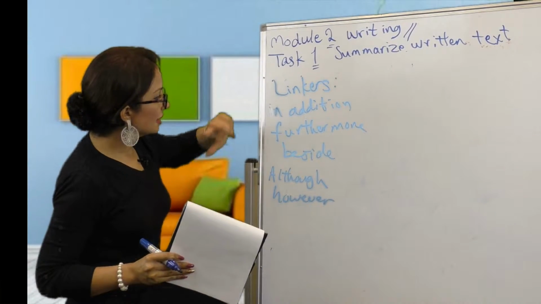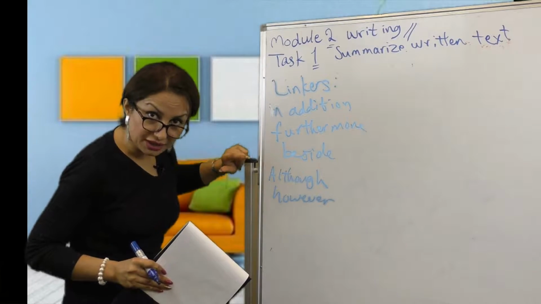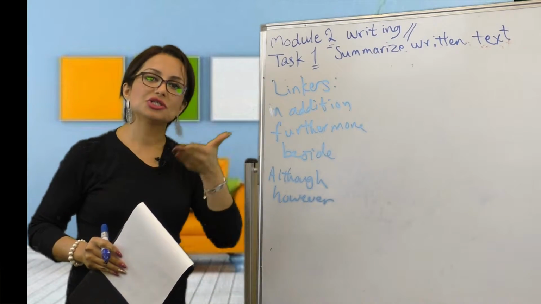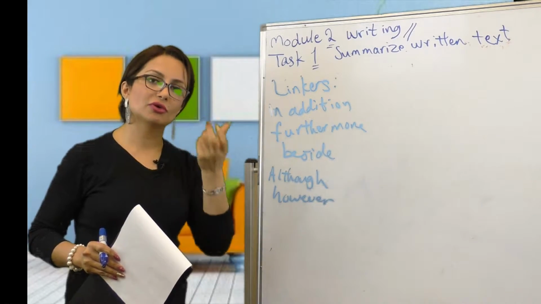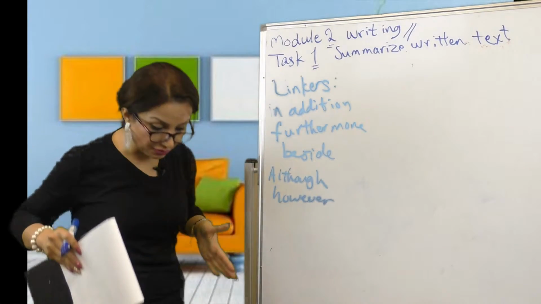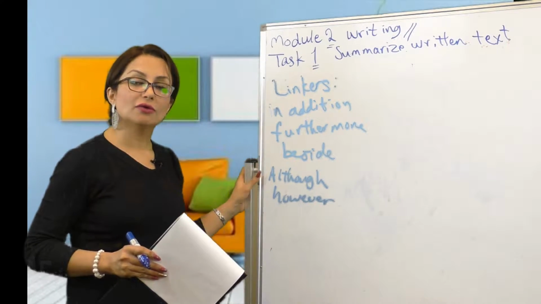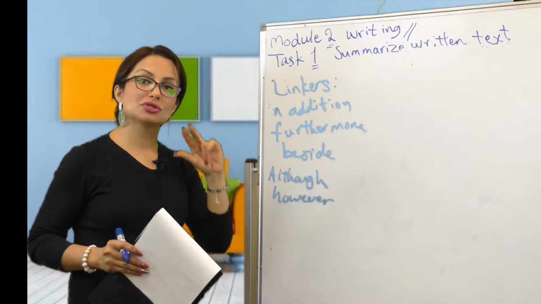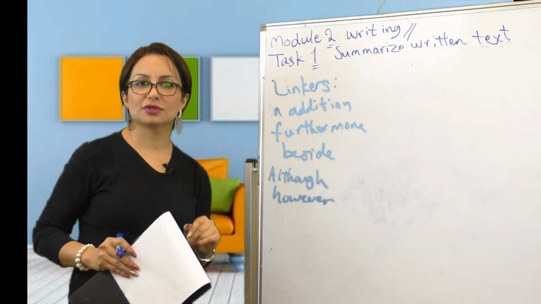Because we know that the first 3, in addition, furthermore, and besides, are used for addition, means we use them to add to our ideas and to elaborate more on our ideas. And our ideas are in one line, they support each other. But although and however are used to show contrast, means to look at the other side of the story.